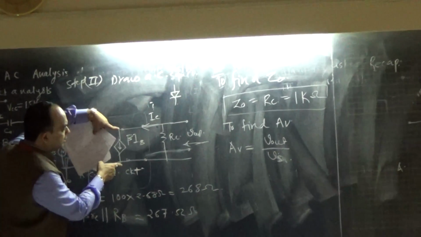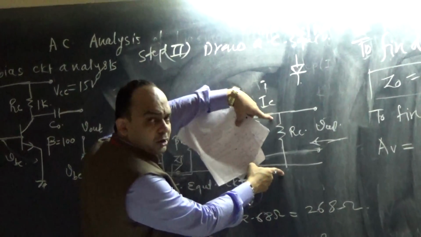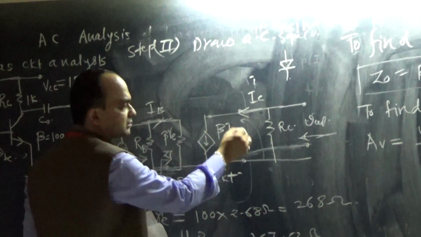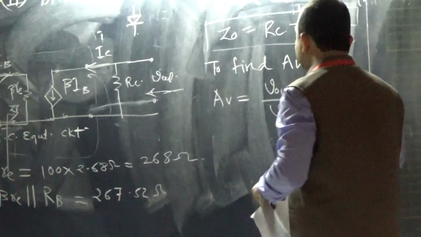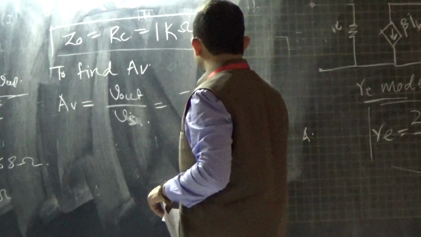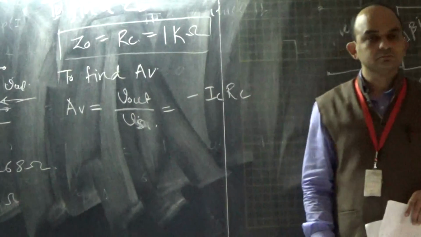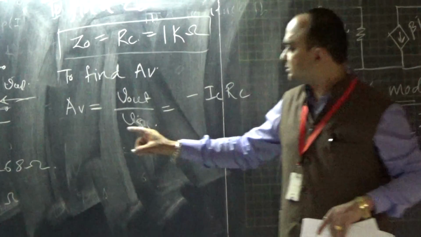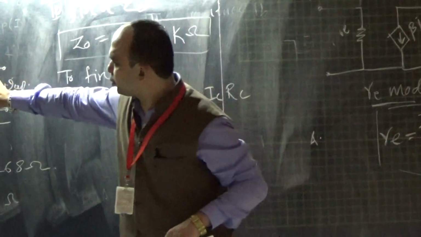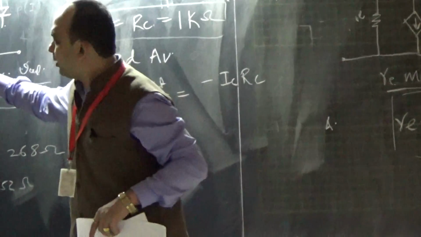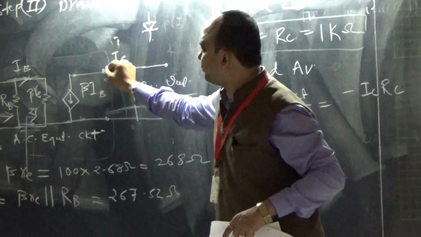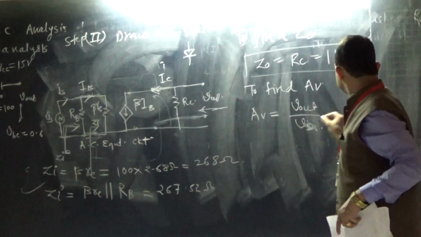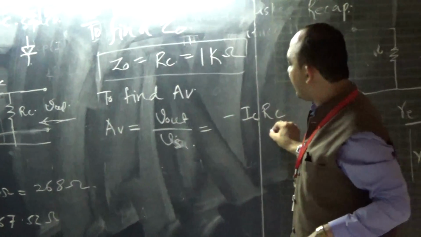How to get this output voltage? As I have said, this is an open loop. So what is the drop across this resistor? The drop across the collector resistor is V out. But as on day one we have assumed the directions of current like this, input side and output side both, so V out is minus ICRC.